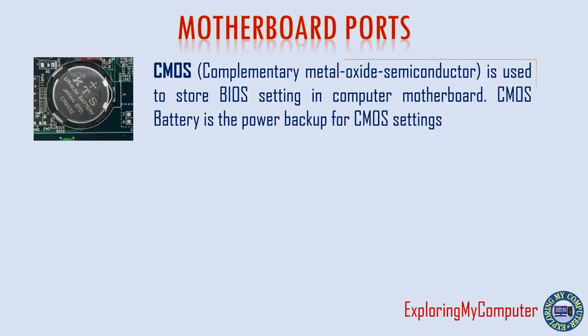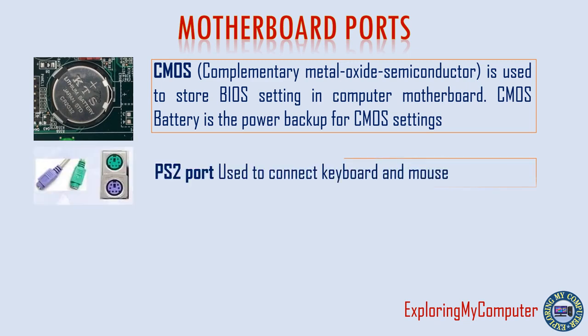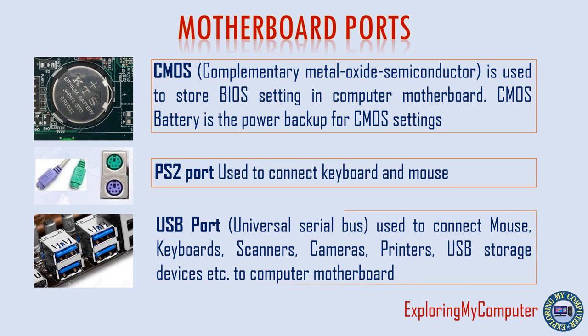CMOS battery, complementary metal oxide semiconductor, is used to store BIOS settings in the computer motherboard. CMOS battery is the power backup for CMOS settings. PS2, used to connect keyboard and mouse. USB, universal serial bus, used to connect mouse, keyboards, scanners, cameras, printers, USB storage devices to the computer motherboard.